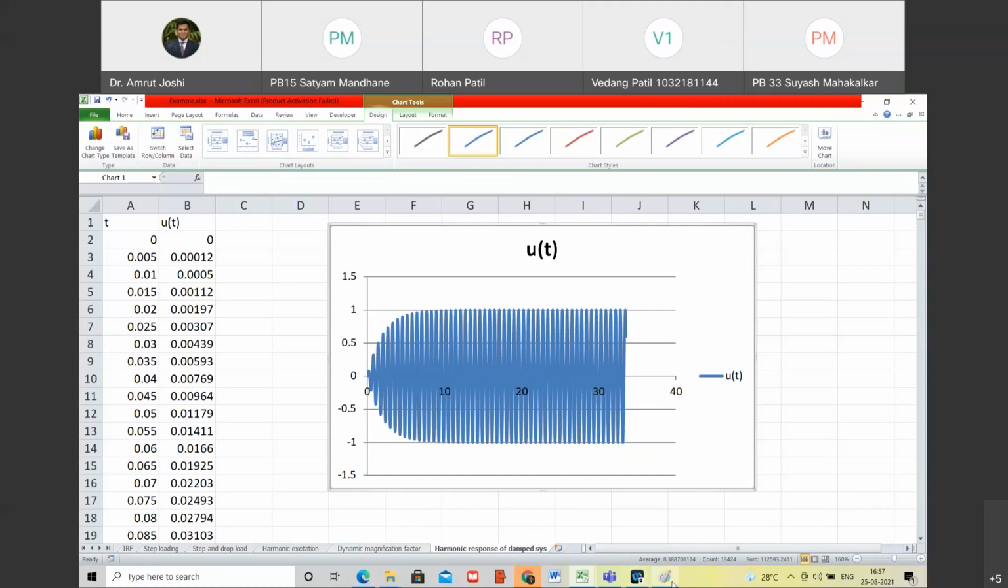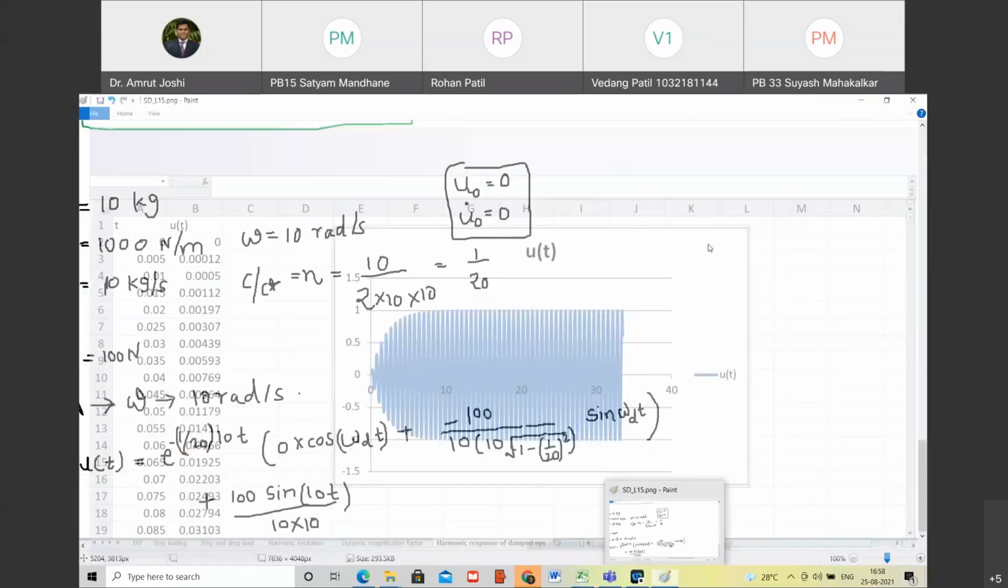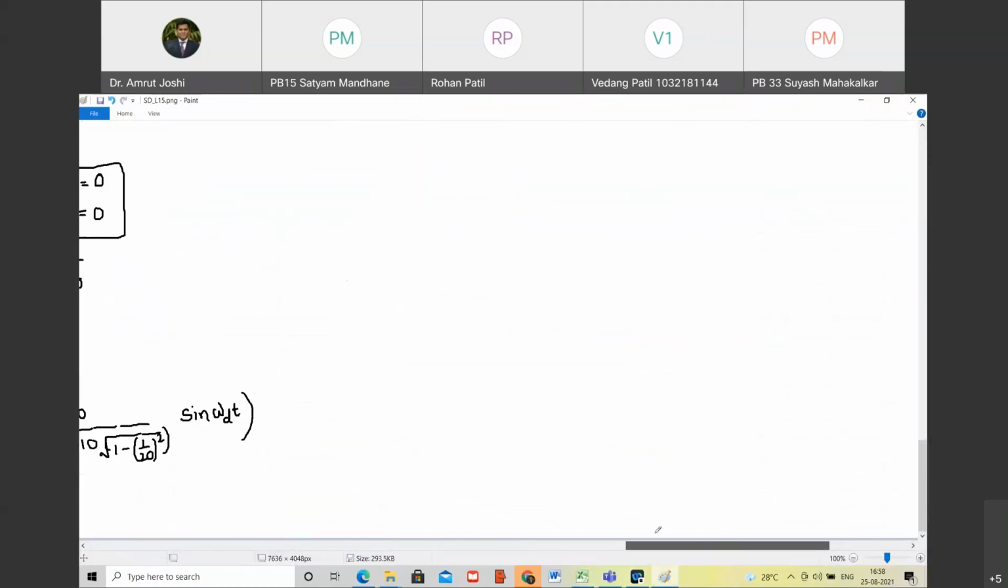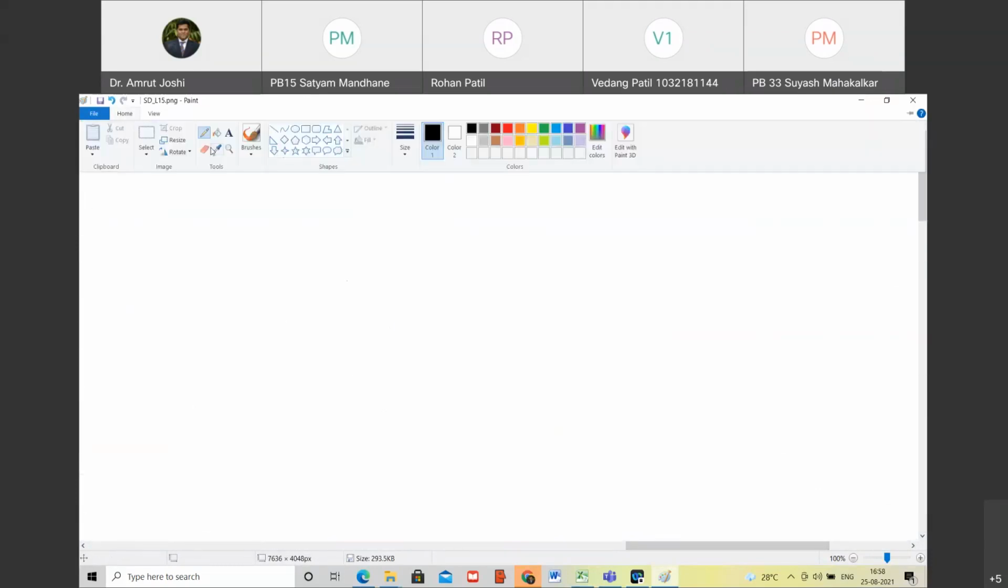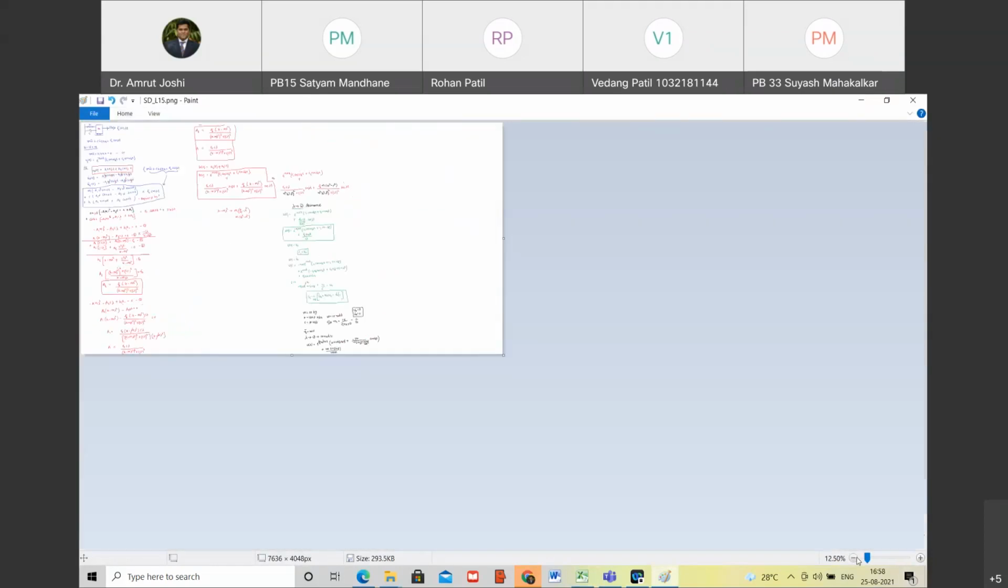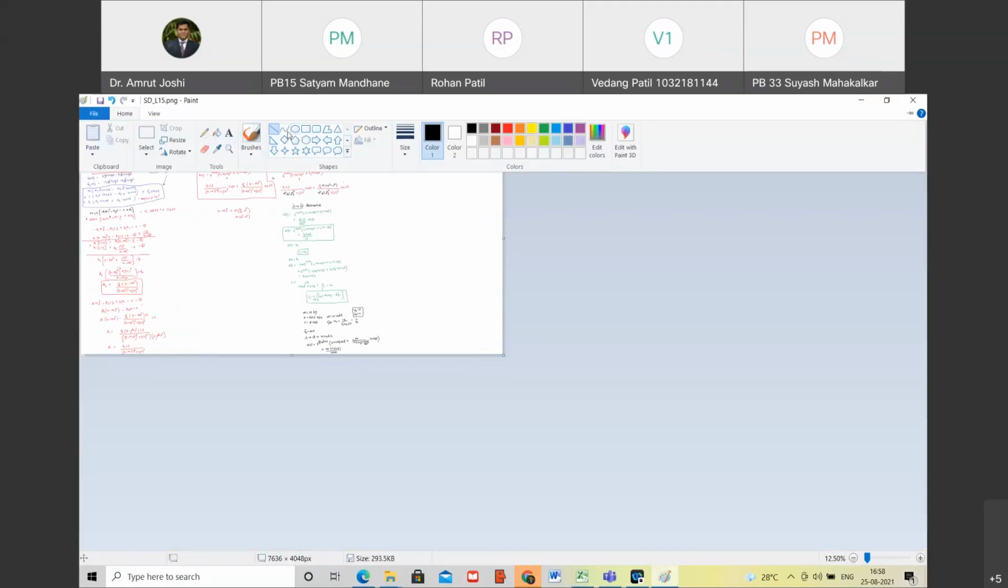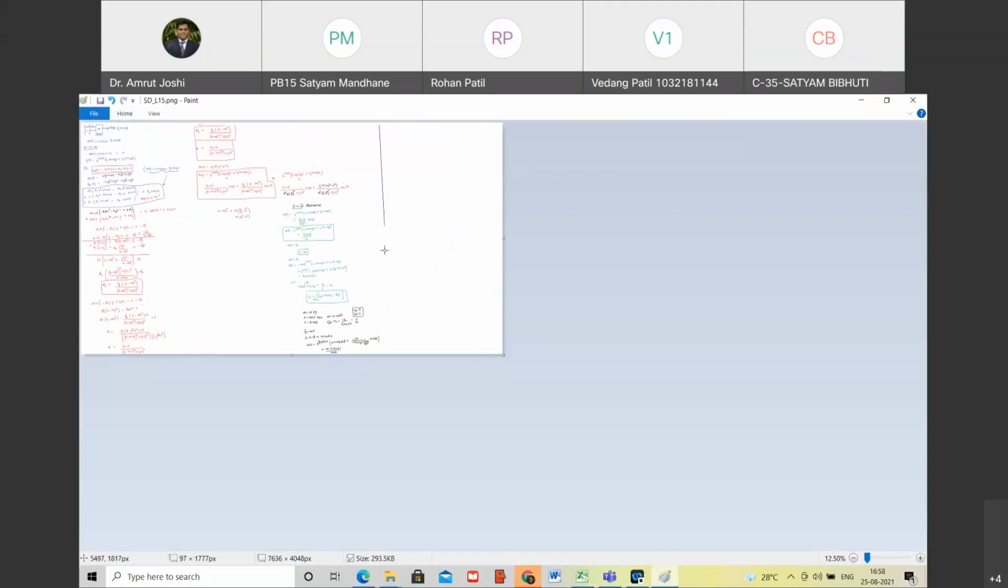Okay. So with this, we have come to the end of single degree of freedom systems. And let me summarize what all we have done in the single degree of freedom systems. And then we will go ahead with analysis of multi degree of freedom systems. Are you with me? Yes, sir. Okay. So let us summarize what all we have done in single degree of freedom systems.